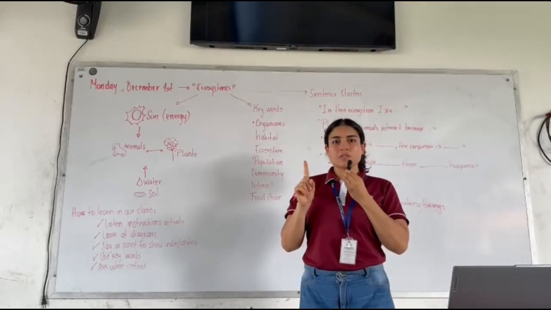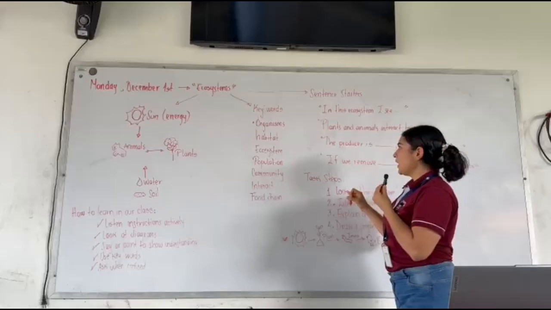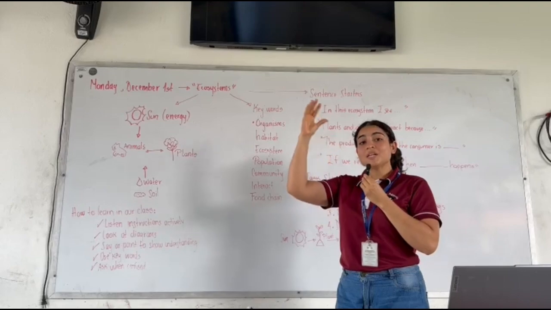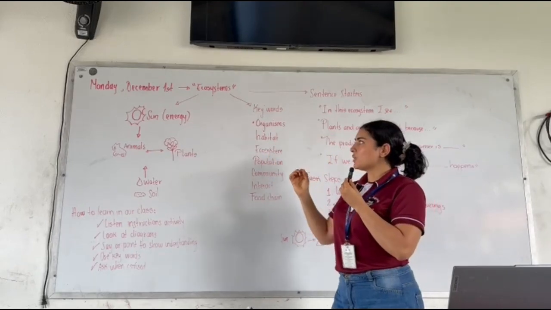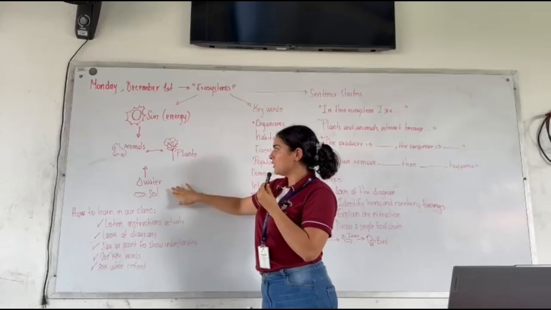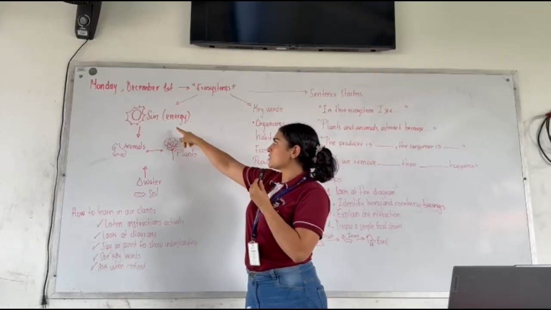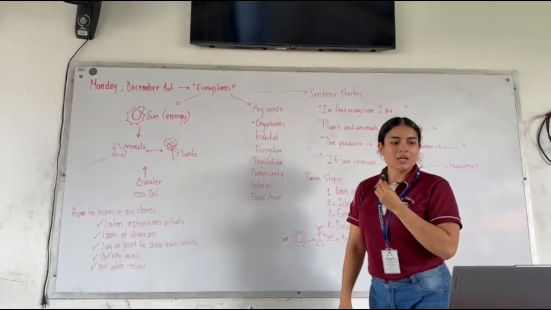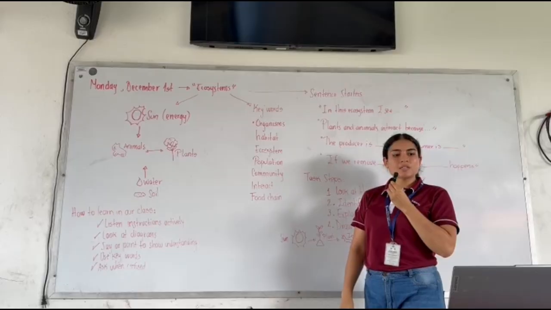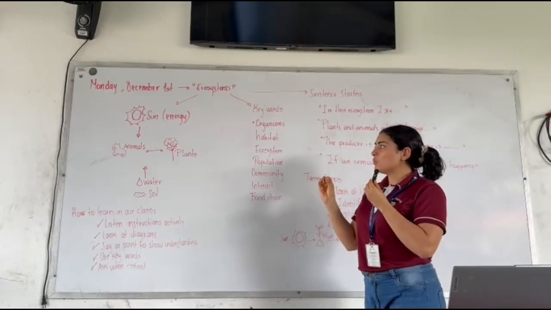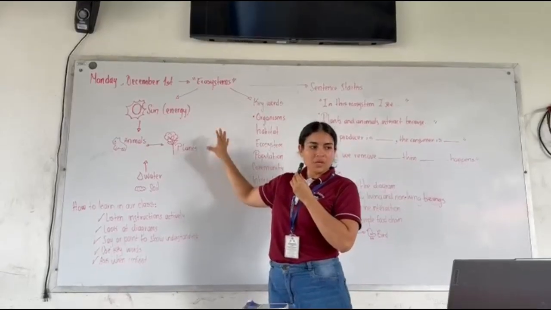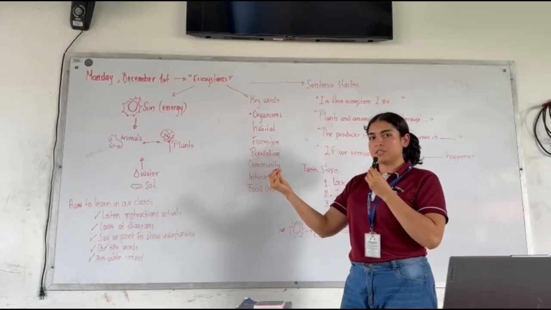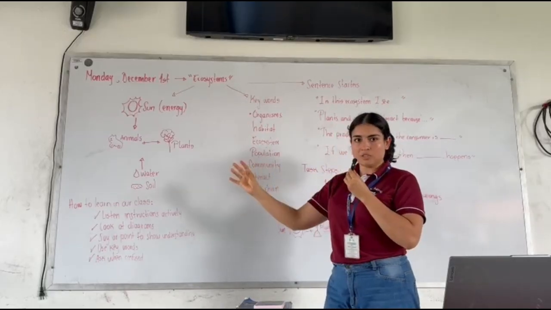Okay, so the first step is to draw an ecosystem. You have to draw the main elements of that ecosystem. You have to label them, as I did here: the sun as energy, animals, plants, water, and soil. The next step is to add at least three organisms and label them, as I did here. And also you have to explain how they interact with each other in that ecosystem model.